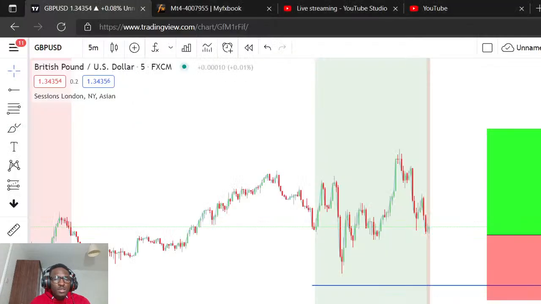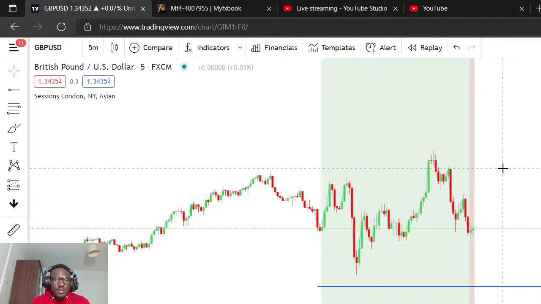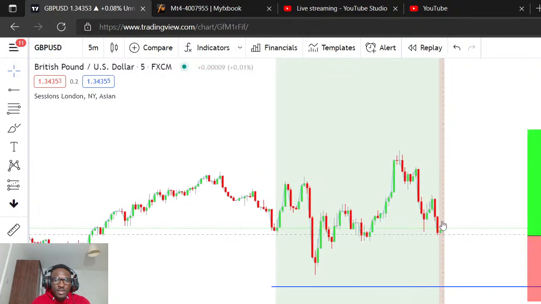So in case anyone has missed the start, obviously I've taken a long position on this trade. Just like yesterday, I've taken a long position here, and so the expectation is that this market is going to go up and give me one more high.